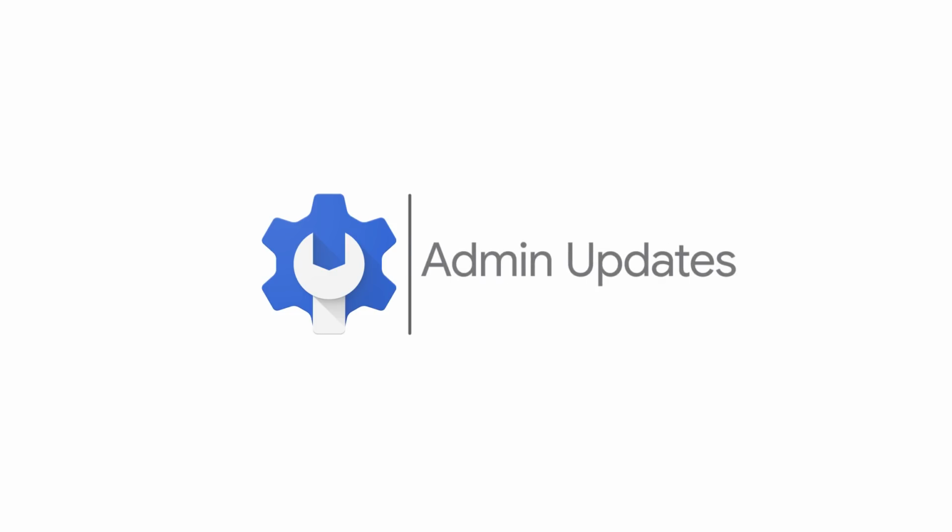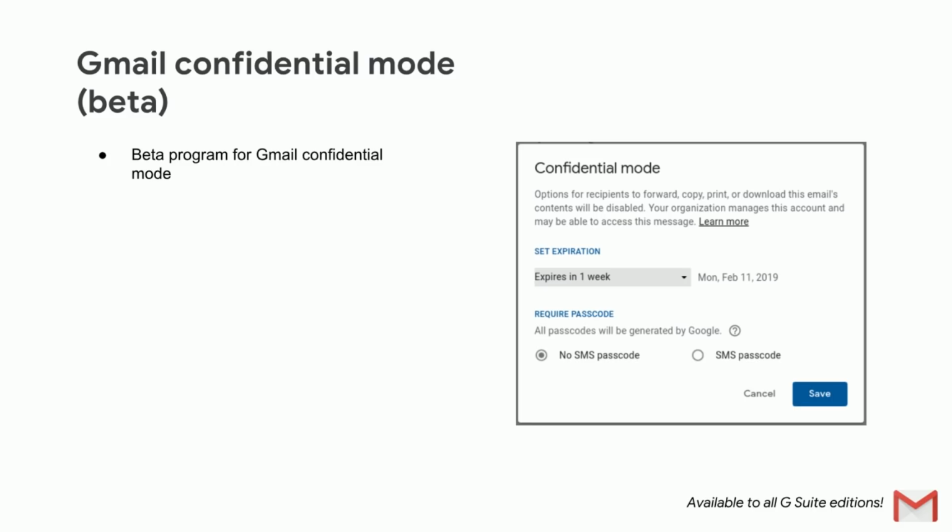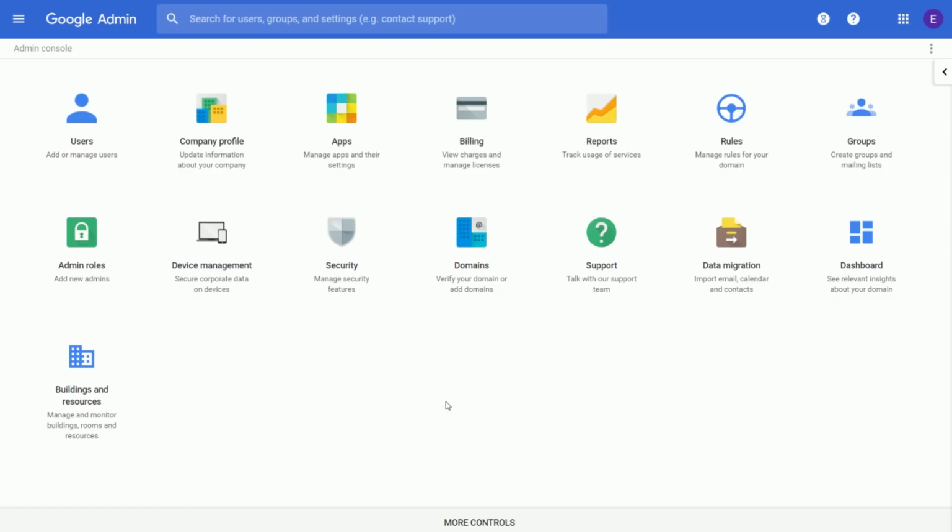Here are our admin updates. We're also opening a beta program for Gmail Confidential Mode. With Confidential Mode, it's easier to protect sensitive content in your emails by creating expiration dates, or revoking previously sent messages and removing options for recipients to forward, copy, print, and download messages. Gmail Confidential Mode in our beta program is available as an opt-in to all G Suite customers.